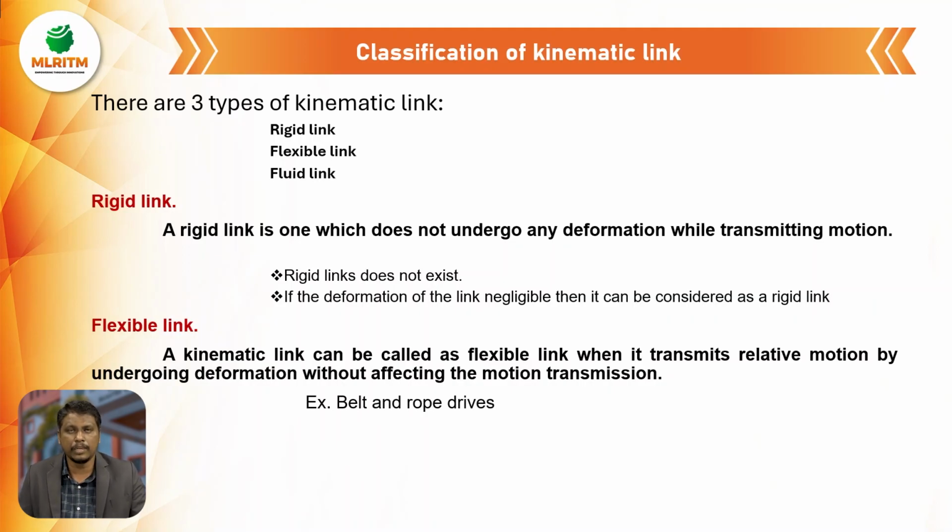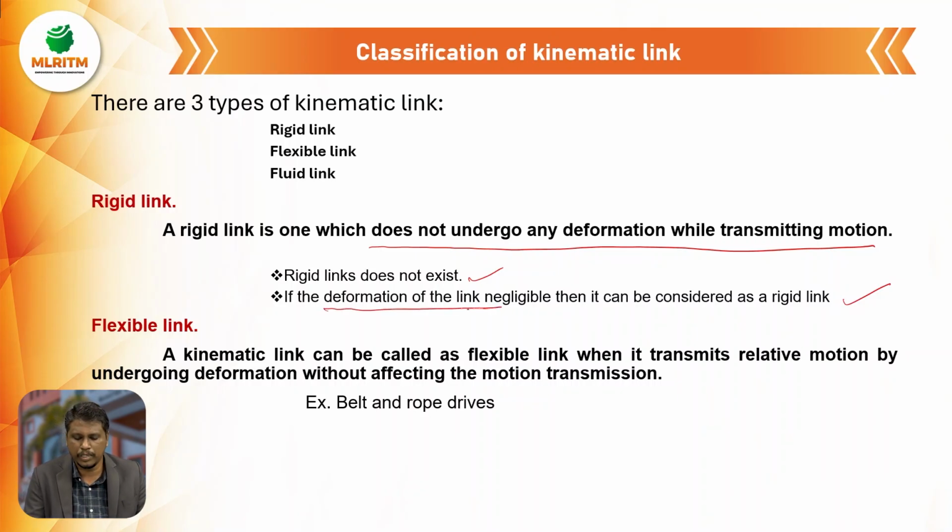In the rigid link, a rigid link is one which does not undergo any deformation while transmitting the motion. It is like a rod. We can assume it as one rod. A perfectly rigid link does not exist, but if the deformation of the link is negligible, then it can be considered a rigid link. So it should not be deformed during the motion transmission.